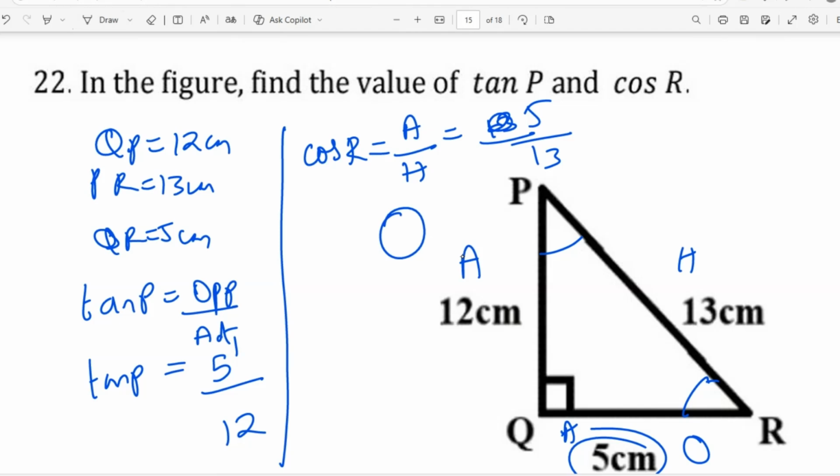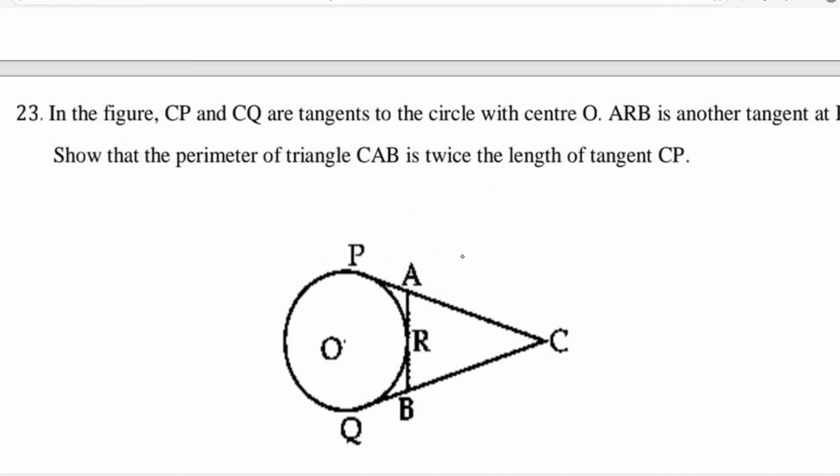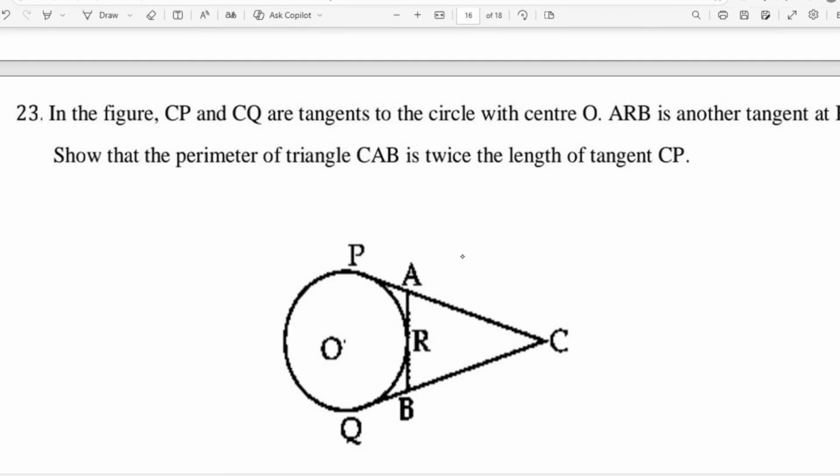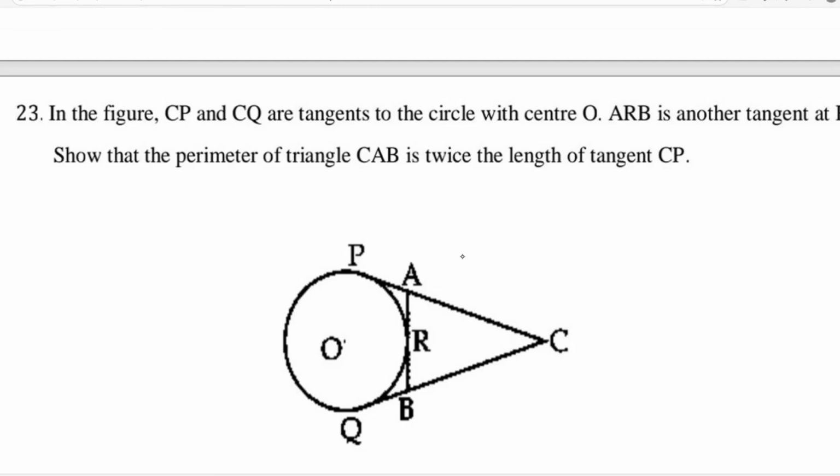Then moving on with the next question. Question number 23. In the figure, CP and CQ are the tangents to the circle with the center O. PAR and BQ are the other tangents at R. Show that the perimeter of triangle CAB is twice the length of the tangent CP. So let me take here.